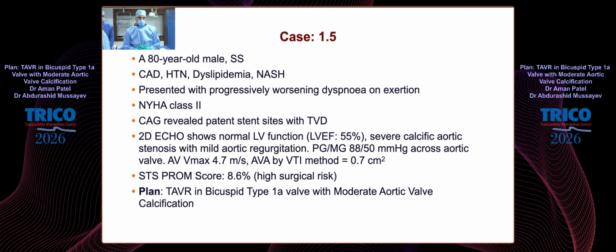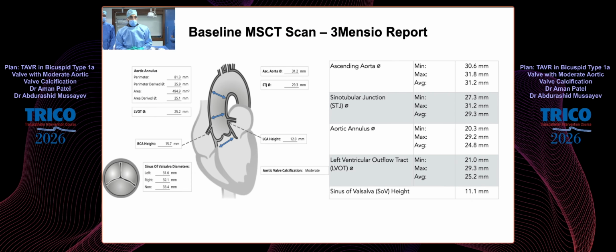His STS PROM score has been calculated. It comes to 8.6, meaning he is at a high surgical risk. So we got a CT analysis done, and after carefully assessing the CT scan, we decided that TAVR is the way to go for him. Let's go to the next slide, please.